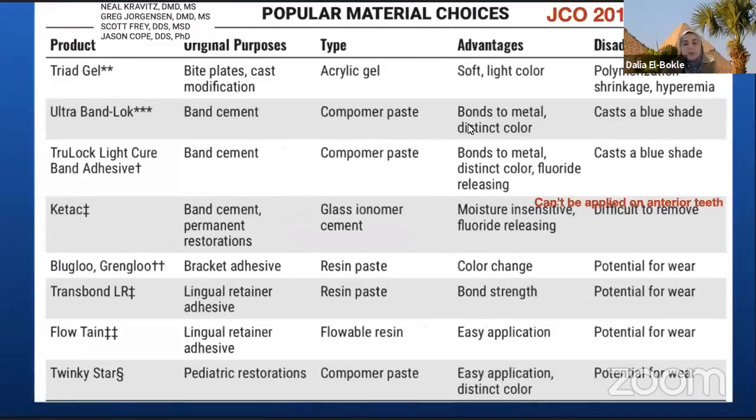Here is a table showing the different materials that you can use to make your bite turbos or disarticulation. Like I mentioned, Transbond gel is very popular. Band-Lok is also popular. You try to look for one that's colored. The one that I find very nice to use is Ketac cement. It's readily available in Egypt.